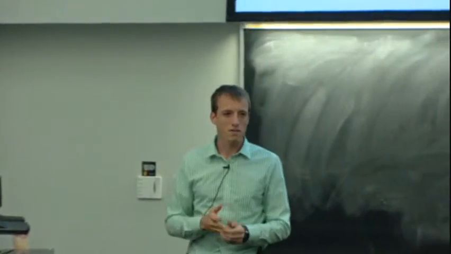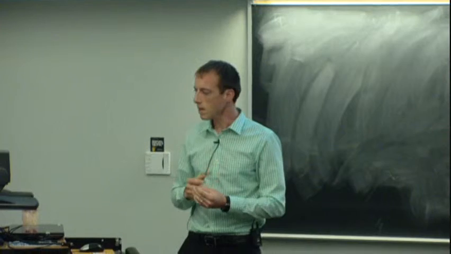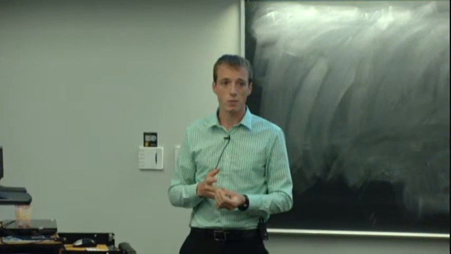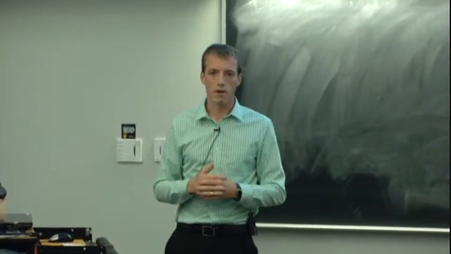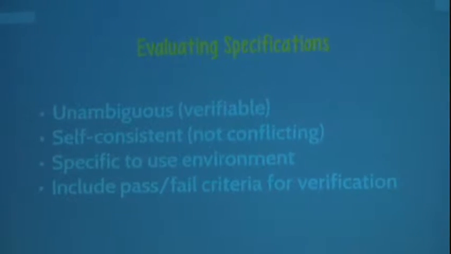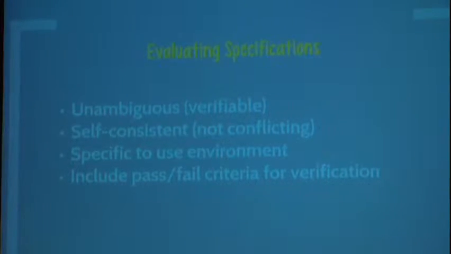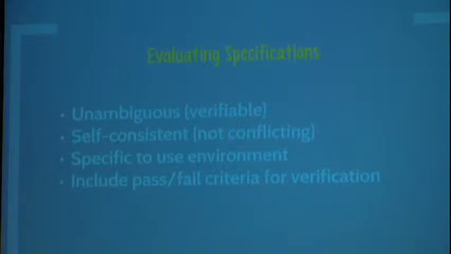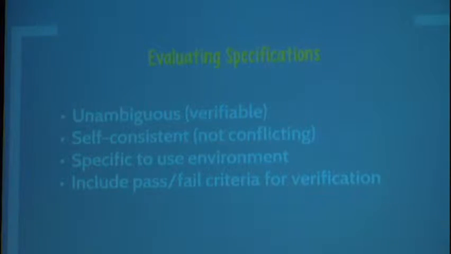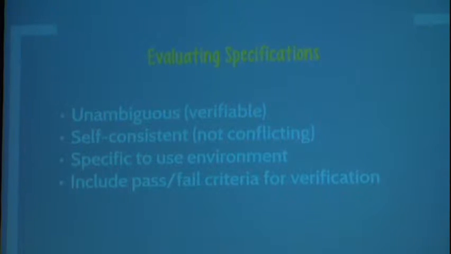They should be specific to use environment. We talked about that a little bit, but that could be physical environment like humidity, or it could be a use environment, right? So in a surgical operating room, or in a facility where children play, right? Different environments, and they should be specific to that. And again, they should include pass-fail criteria for verification. So you should explicitly say in your specification, it should weigh less than 10 pounds, and you should be able to measure that and say yes or no, okay? So make sure you keep those pass-fail criteria in there.